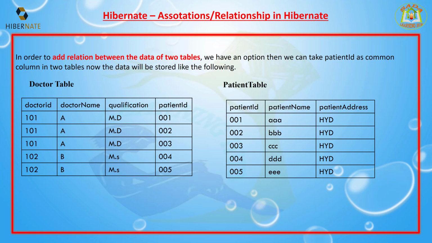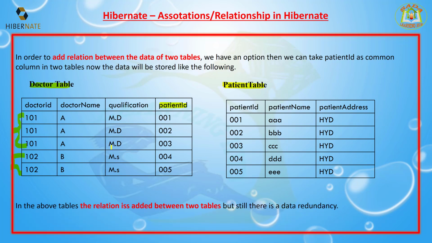If you see, I'm putting the relationship between the doctor table and the patient table. I'm going to take the patient ID into my doctor table. In that case also, the doctor information is repeating, meaning duplicating. See, 101 is repeating three times, 102 is repeating two times. Now the column data is repeating multiple times, so it is a burden on the database.